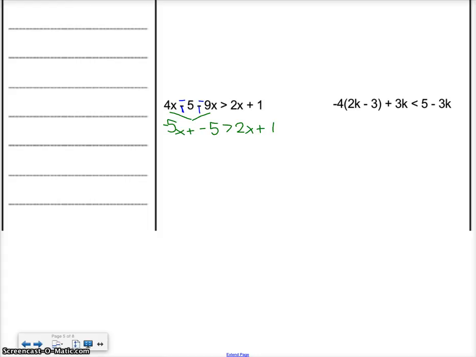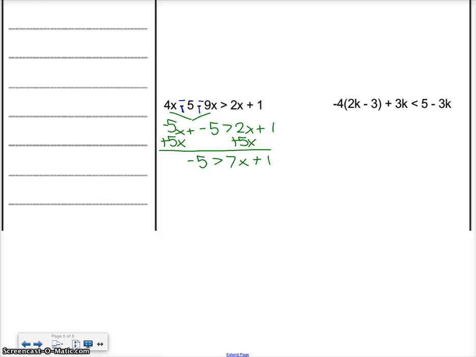Okay, the next thing is step 4. It says variables. So move the variable to one side. What I would do is move your smallest variable. So my smallest variable is the negative 5x. So I will move my negative 5x over to the other side. That's when you do the opposite, the inverse. Notice that the first one, we didn't. And then you get negative 5 is bigger than 7x plus 1.